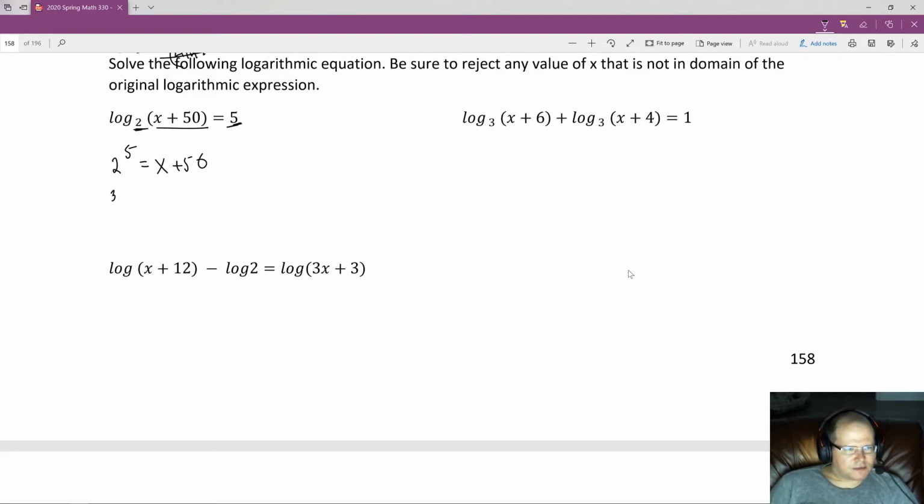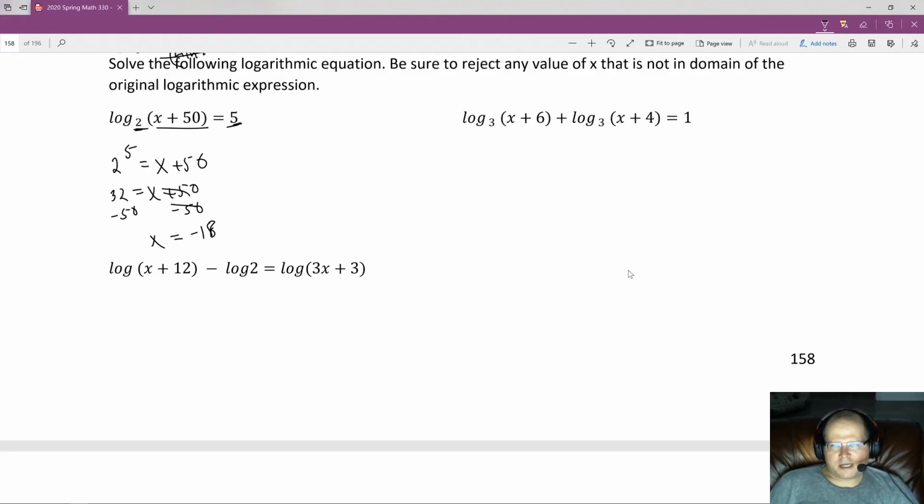So we'll do this problem now. 32 is equal to x plus 50. So we say minus 50, minus 50, cancel, cancel, and we end up with x is equal to 32 minus 50, which is negative 18.